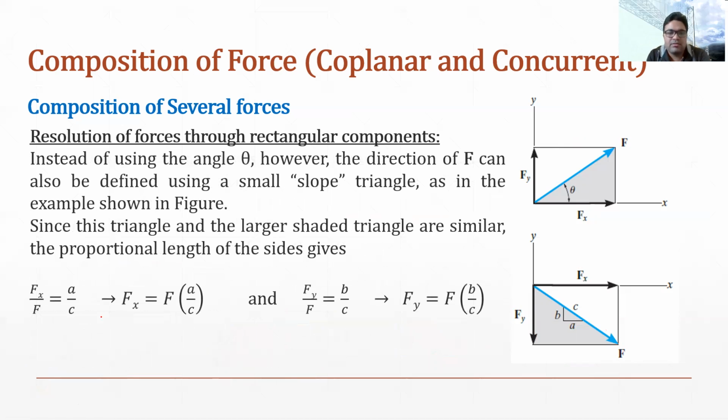So you can see here, I have just explained in the previous slide, Fx by F is equal to A by C, and further we can write Fx is equal to F into A by C. Similarly, Fy is equal to F into B by C. So this is how we can find out the horizontal and vertical components of the force.